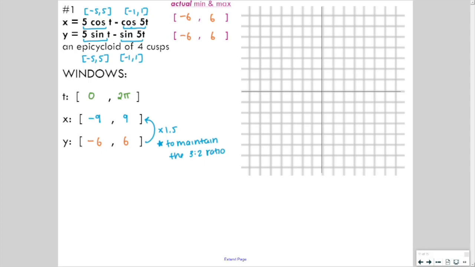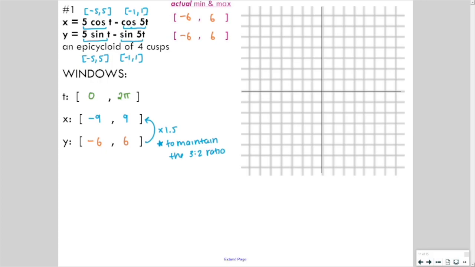So that's going to get us negative 9 to 9. And then the very last step for type 1 on page 4 says make any necessary adjustments. So the one thing we're going to check is we want to make sure that the actual min and max that we determined for x is satisfied in the window range for x. So in this case, negative 9 to 9, the window range that we've chosen, it does fit negative 6 to 6. So we're good. We don't need to make any adjustments.